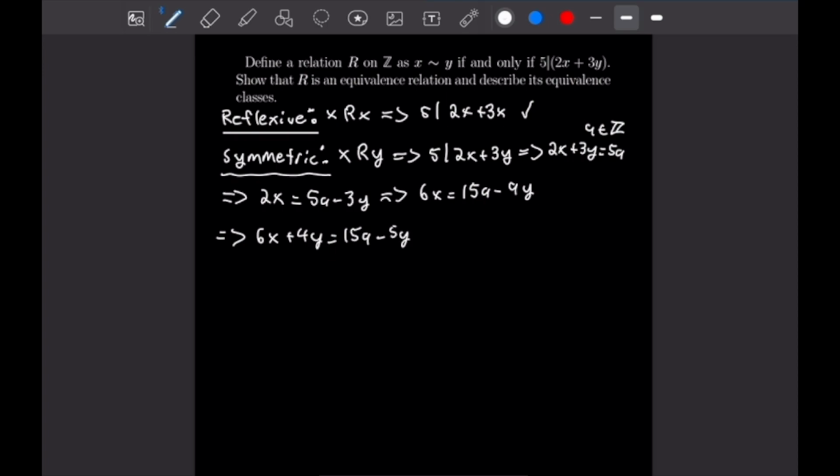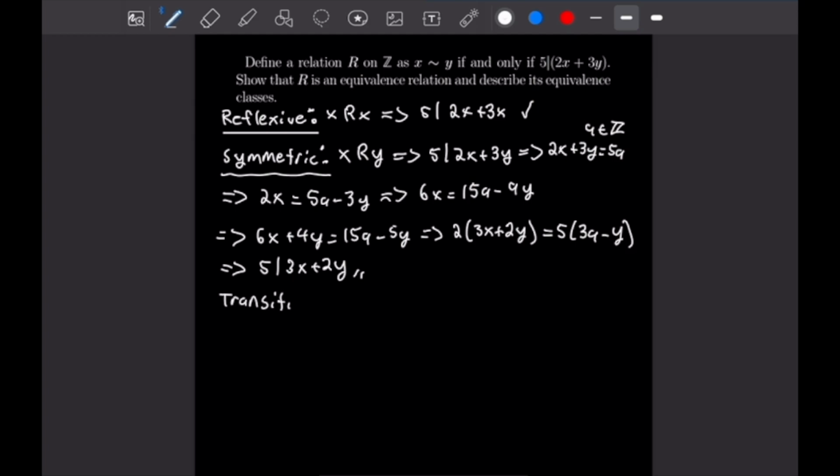And now we can factor out things from both sides, and we will get that 2 times our 3x plus 2y is equal to 5 times 3a minus y. But we know that 5 does not divide 2, and if 5 does not divide 2, then that must mean that 5 divides 3x plus 2y. So let me go ahead and write that down. That means that 5 divides 3x plus 2y, which is what we wanted to prove to show that this is symmetric. Great. So now that we've proved reflexivity and symmetry, let's go ahead and prove transitivity.